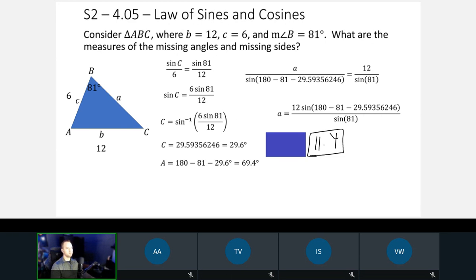All right, this one, make sure you draw a picture again. This is law of sines or law of cosines. And we just had to basically use those two laws to solve for the missing sides and the missing angles.